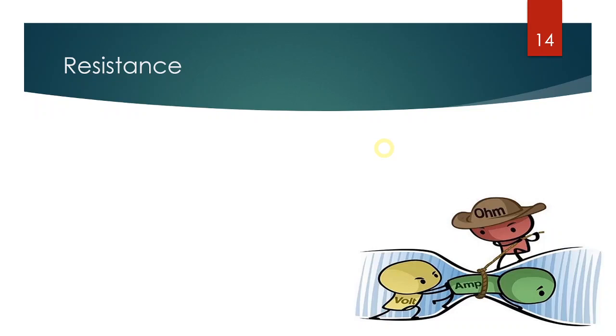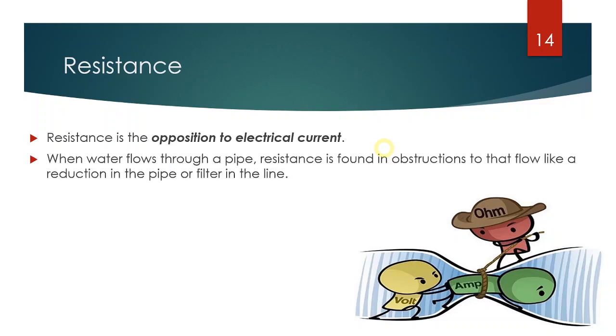Okay, let's look at resistance. Resistance is the opposition to electrical flow. When water flows through a pipe, resistance can be found in obstructions in the pipe, like a reduction in the pipe, which we're kind of showing here in this picture, or a filter in line. So imagine a garden hose has water running through it.